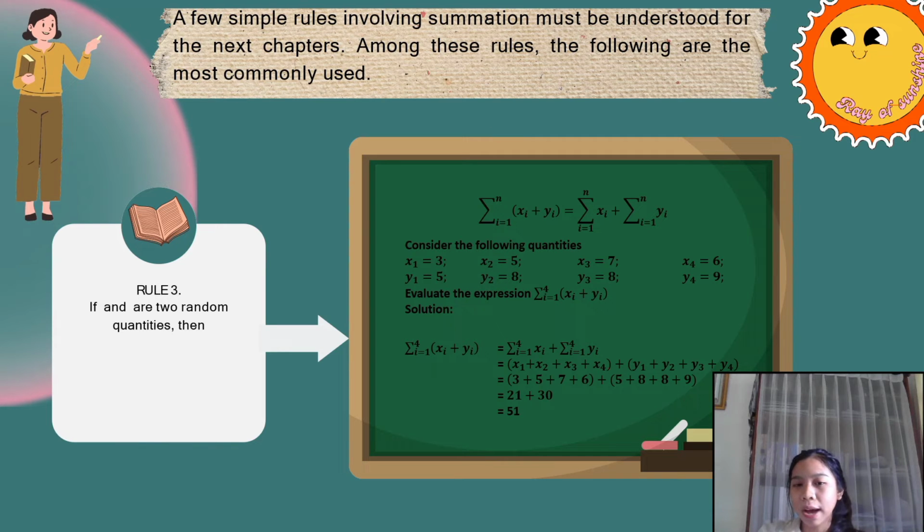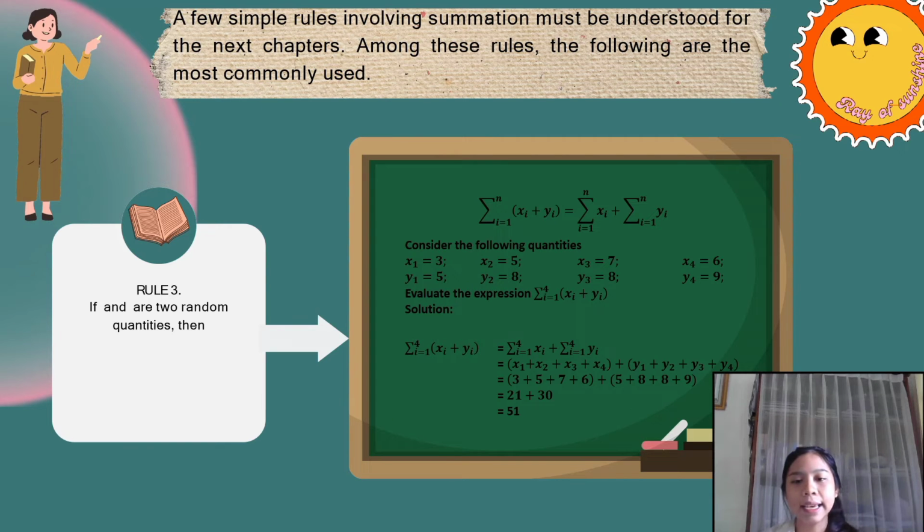We have x1 is equal to 3, x2 is equal to 5, x3 is equal to 7, x4 is equal to 6, and then y1 is equal to 5, y2 is equal to 8, y3 is equal to 8, and then y4 is equal to 9. The question is, evaluate the expression the sum of all x plus y for a equal to 1 to 4, and so on.